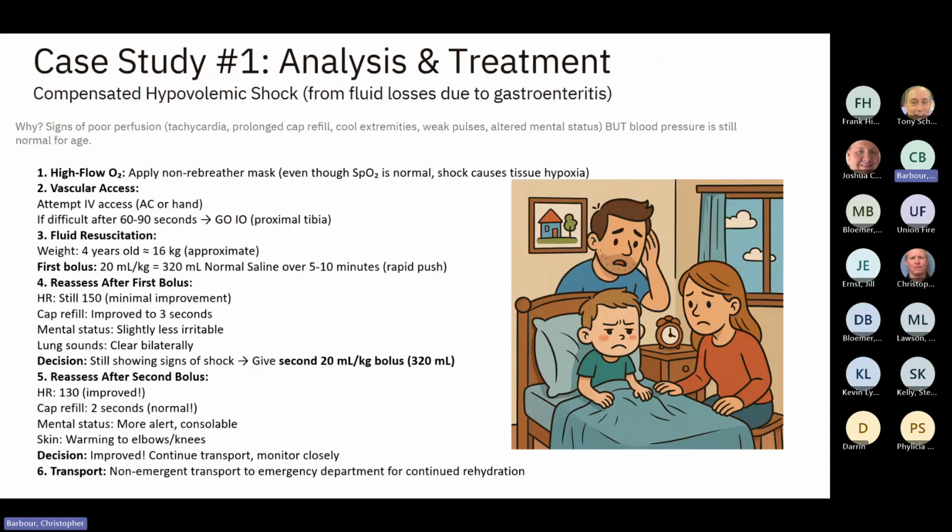And Vogel Pool, thank you for playing along. You're right, hypovolemia, loss of fluids due to something going on here.